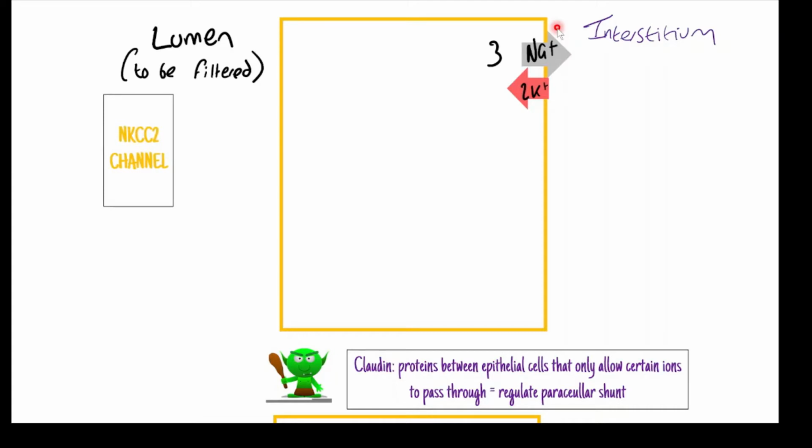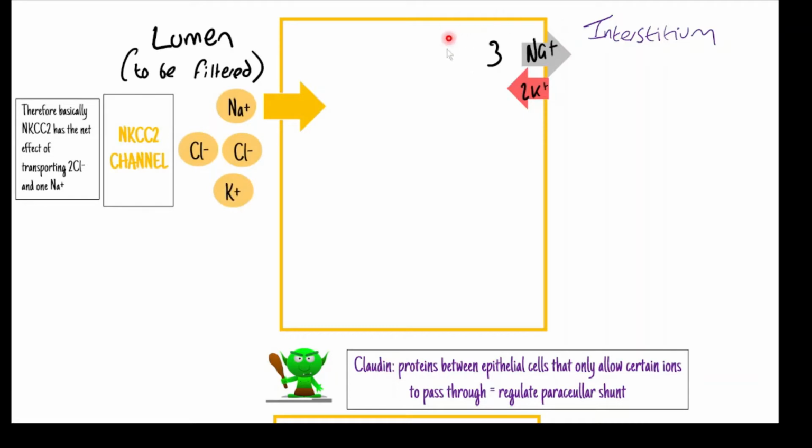Okay, we've also got our main channel, which is our NKCC2 channel. And this takes up sodium, 2 chlorides, and K+. But remember, a lot of the K+ enters back into the lumen via the ROMK channel. So essentially the NKCC2 is a fancy Na plus 2Cl minus co-transporter. Obviously, some K plus is reabsorbed. Remember, 15% of K plus is reabsorbed in the thick ascending limb.